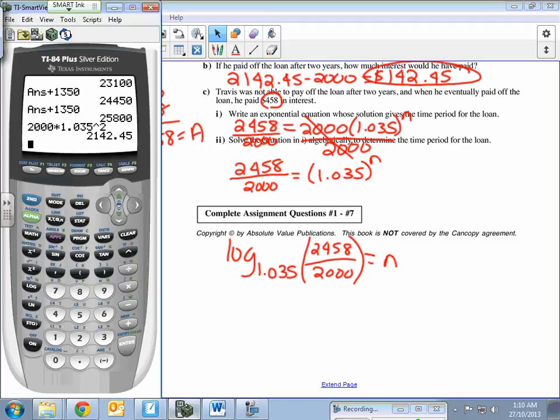So to put it in your calculator, I'm just going to clear this off. Log of your argument. My argument is 2,458 divided by 2,000. So log of my argument, and you want to divide by your base now. So divide by log of 1.035. Close your bracket, press enter. So your n will be 5.99.